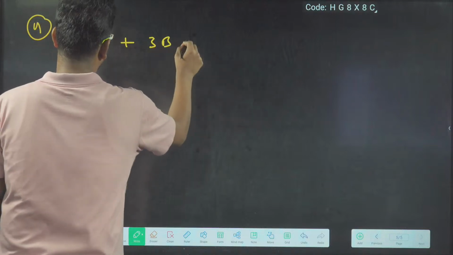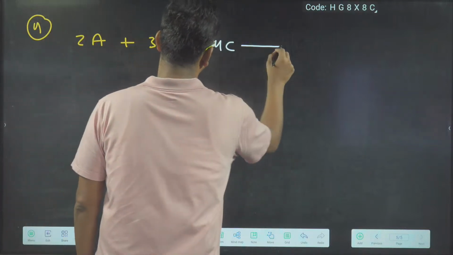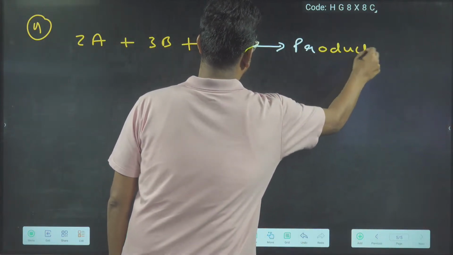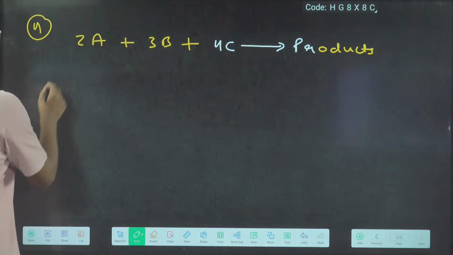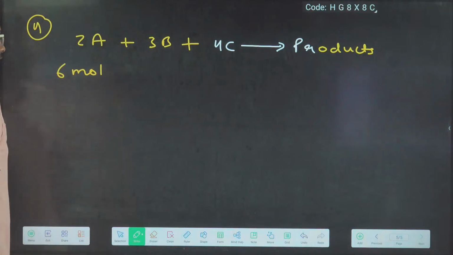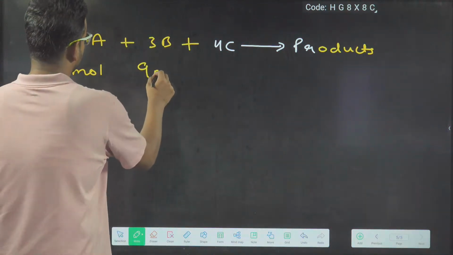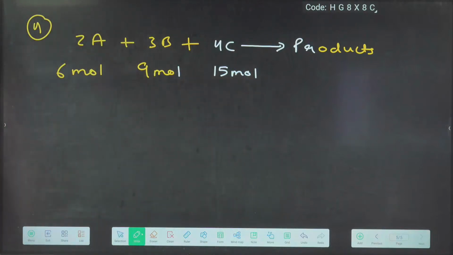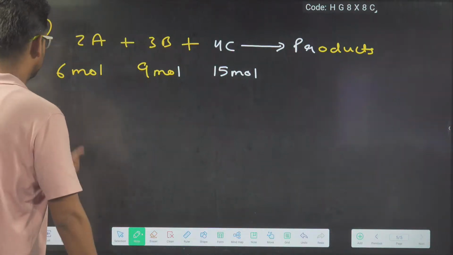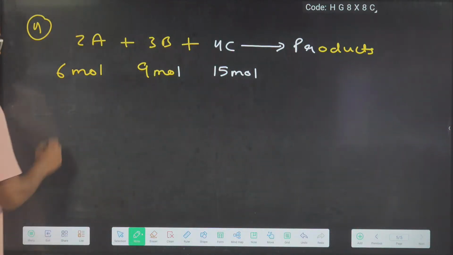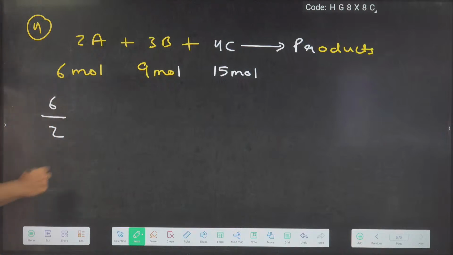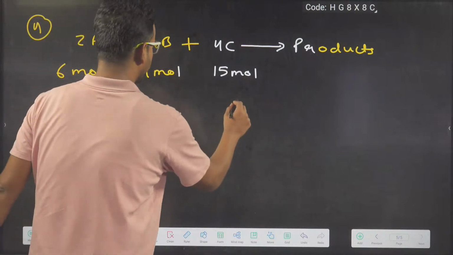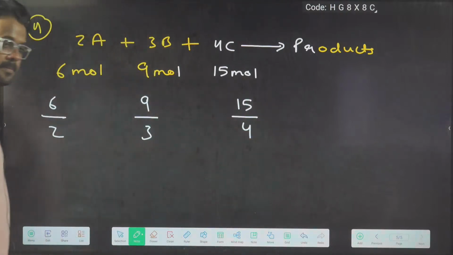2A plus 3B plus 4C goes to some products. And we have started with 6 moles of A, 9 moles of B, and 15 moles of C. Now let us calculate the fraction. Moles of A upon A, 6 upon 2. Moles of B upon B, 9 upon 3. Moles of C upon C, 15 upon 4.